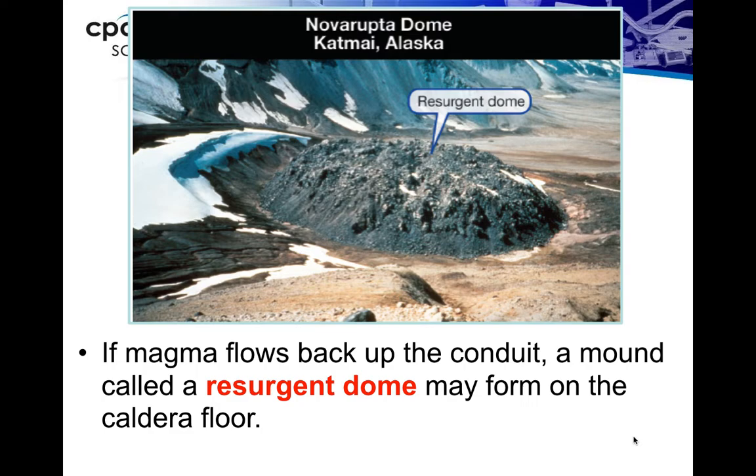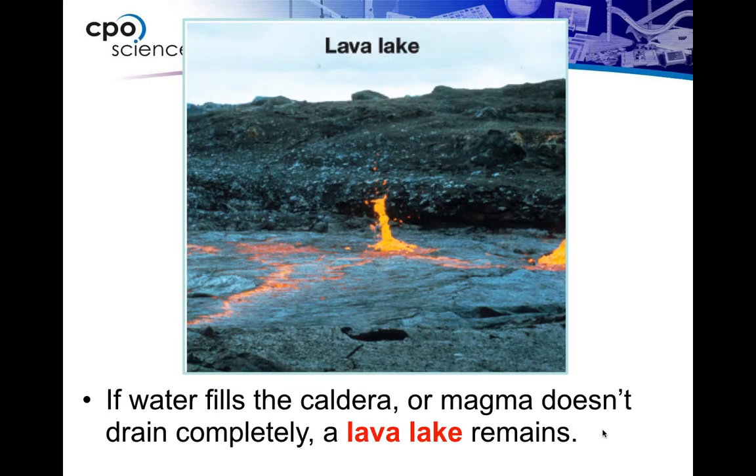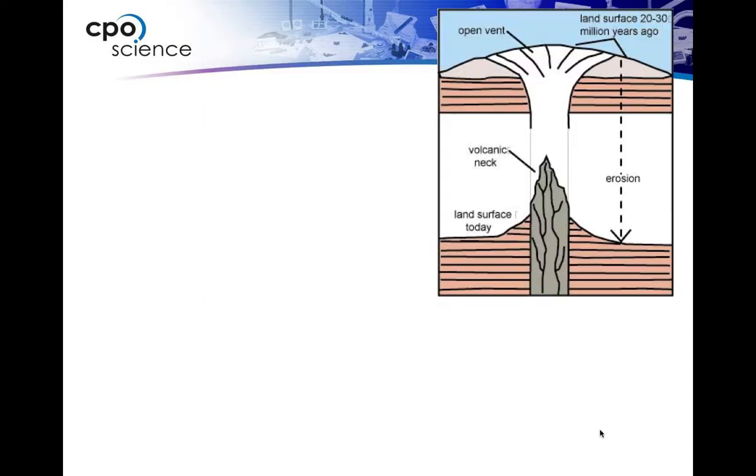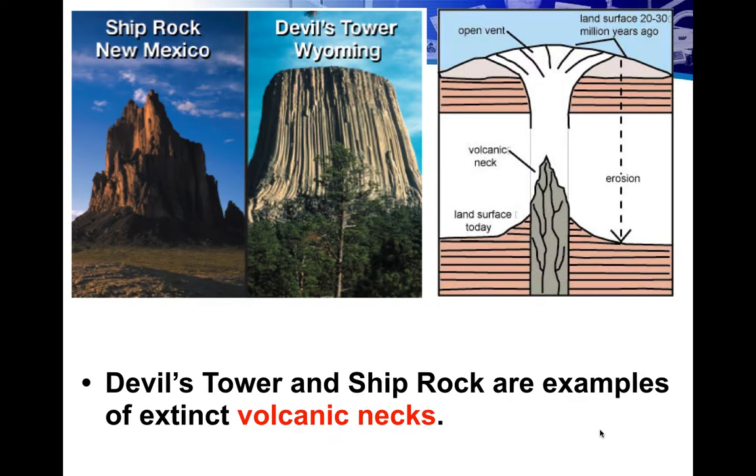Sometimes you can get some magma that will come back up after it erupts. We call those resurgent domes. You can see in the middle here, this one is from Alaska, so kind of in the base of the caldera floor, you can see that ash coming back up. If water fills the caldera or magma doesn't drain completely, if it's still active and it's still releasing lava, you can get a lava lake that forms.